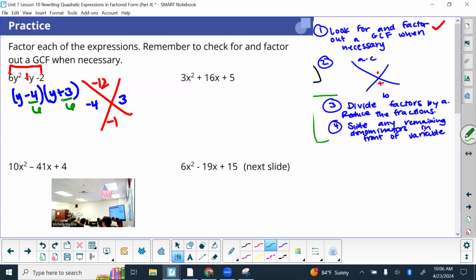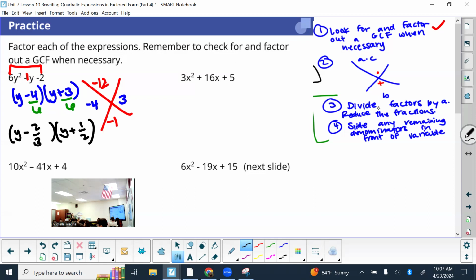What does 4/6 reduce to? What does 3/6 reduce to? 1/3. 1/2, okay, we got this one. Now what does 4/6 reduce to? 2/3.